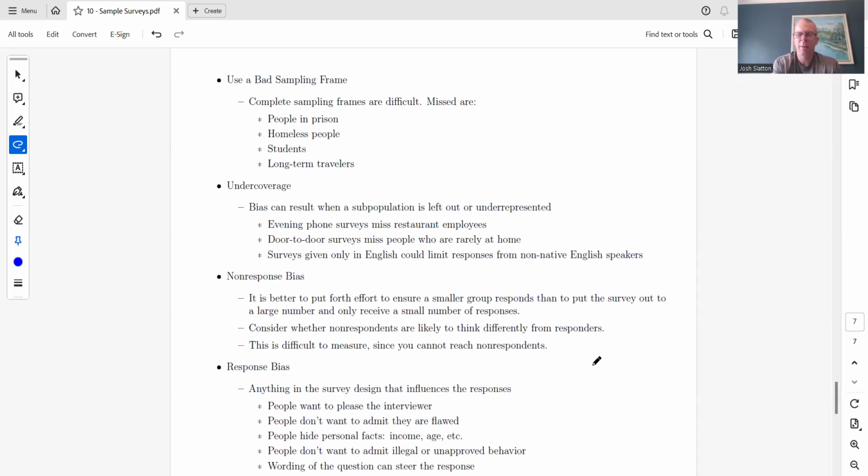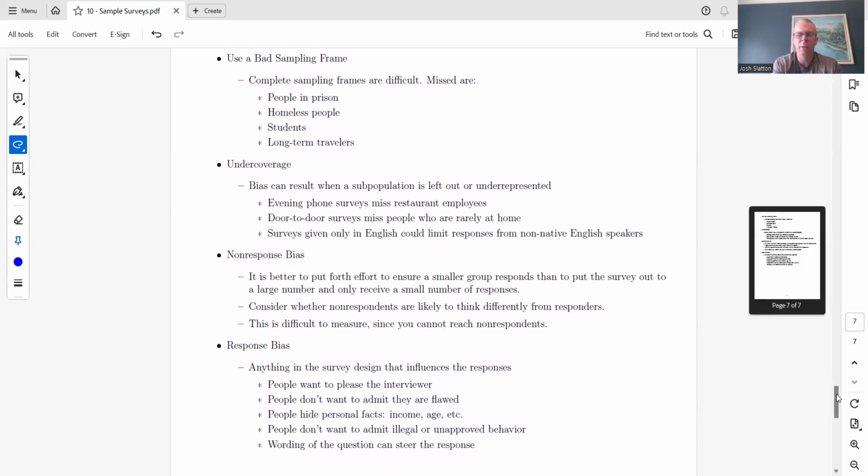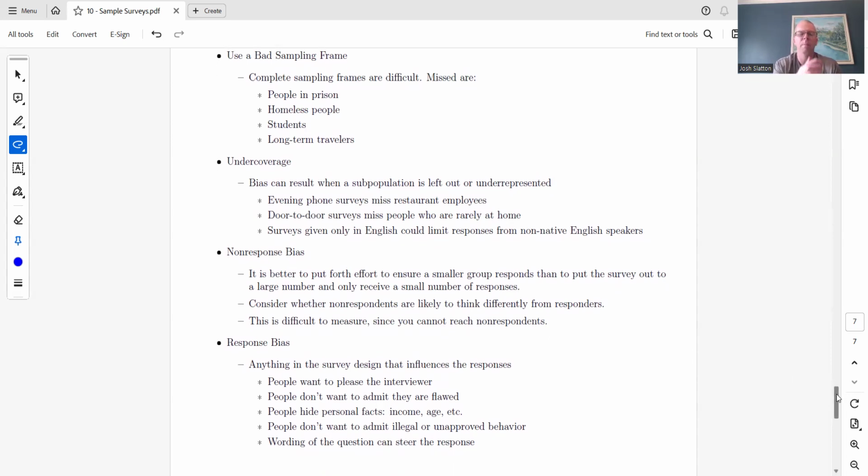And then response bias. This is any question or something in the survey that can bias the results. For example, people don't want to admit illegal behavior, and the wording of the question can steer the response. You can see that a lot in news interviews, where the person being interviewed is on the opposite side from the interviewer. A lot of times they'll ask questions in an unfair way, and things like that lead to response bias.